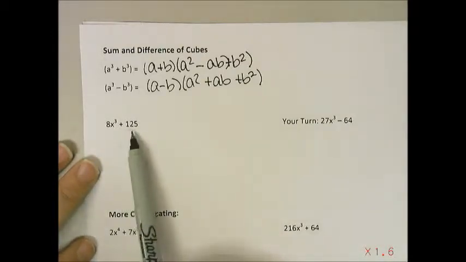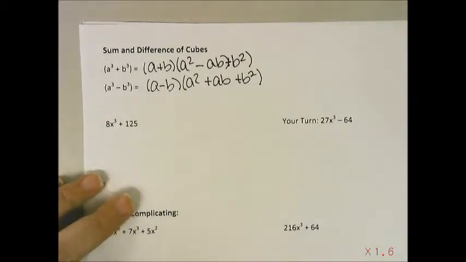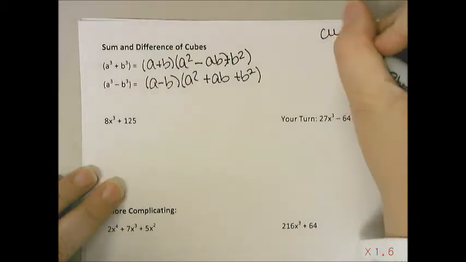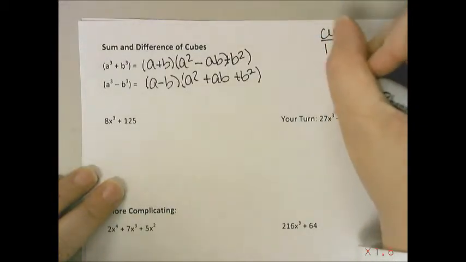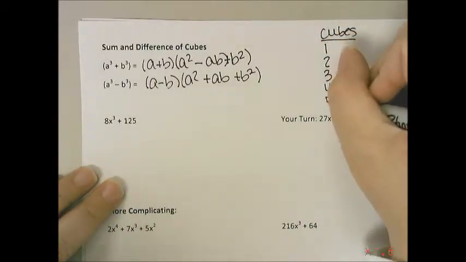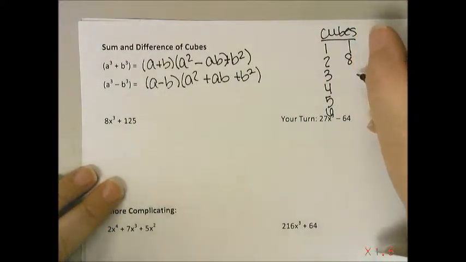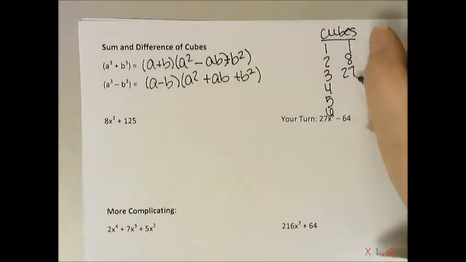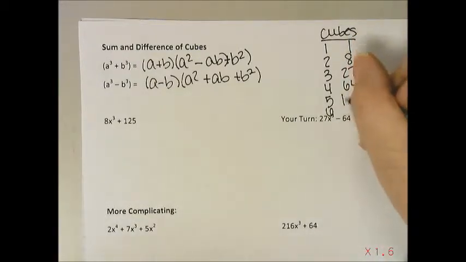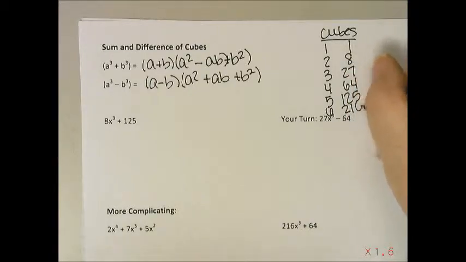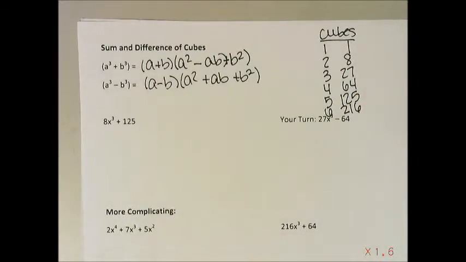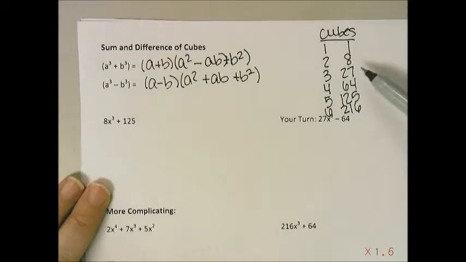We have 8x cubed plus 125. So it might be helpful for you to make your cubes off to the side. So we have 1, 2, 3, 4, 5, and 6. So 1 cubed is 1, 2 cubed is 8, 3 cubed is 27, 4 cubed is 64, 125, and then 216. So we're going to use this later. So right here we have our 8x cubed. So we're going to go over here.